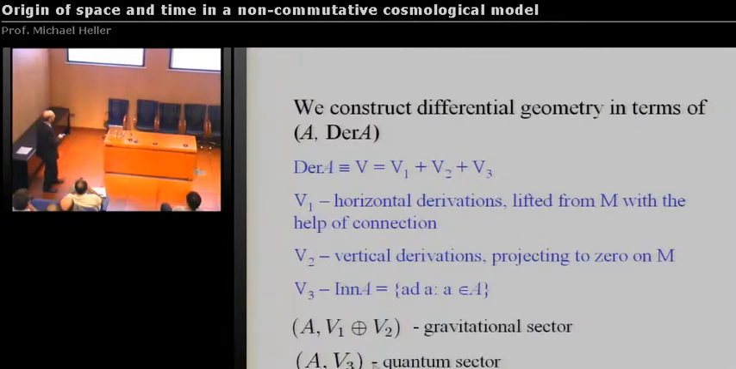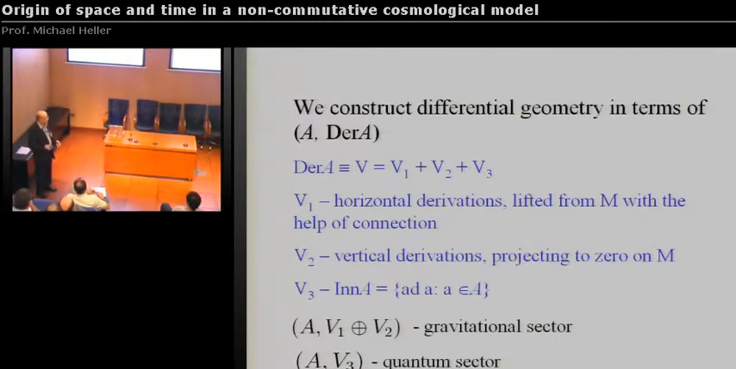And now I will apply this non-commutative space machinery to describe the closed Friedmann universe. This is not very difficult. It is simply an application of the general scheme to the closed Friedmann model.